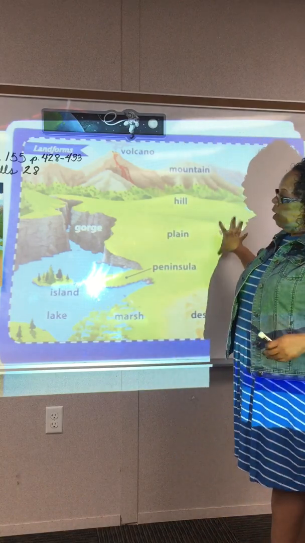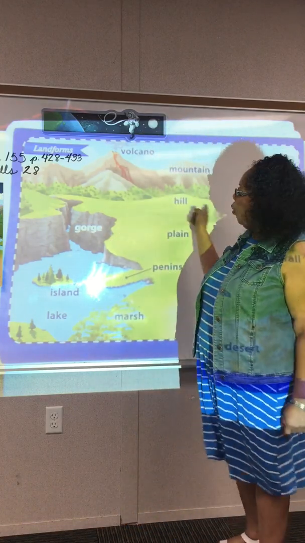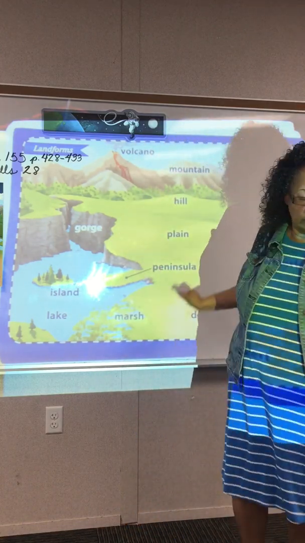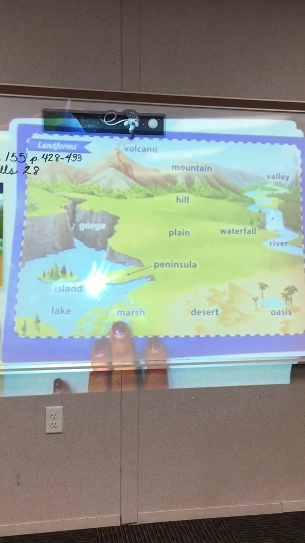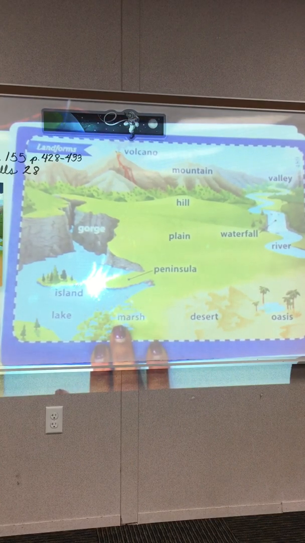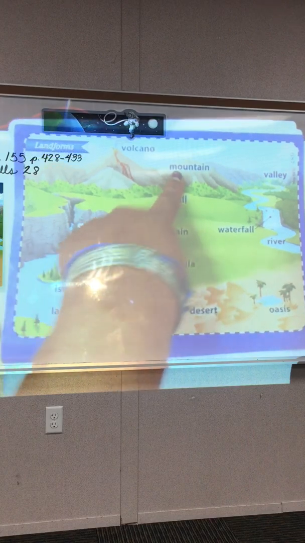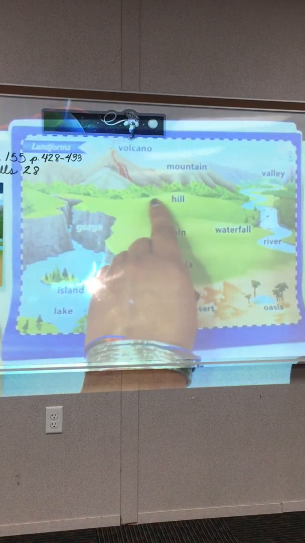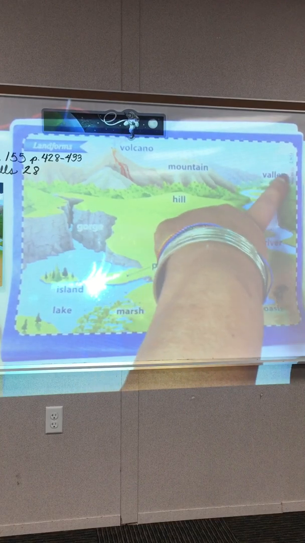So let's begin. In your textbook, you have a page where it tells you all of the different landforms. Open your textbook to page 489, and you have all of your landforms. Volcano, mountain, a hill. The valley is the deep part between two mountains.